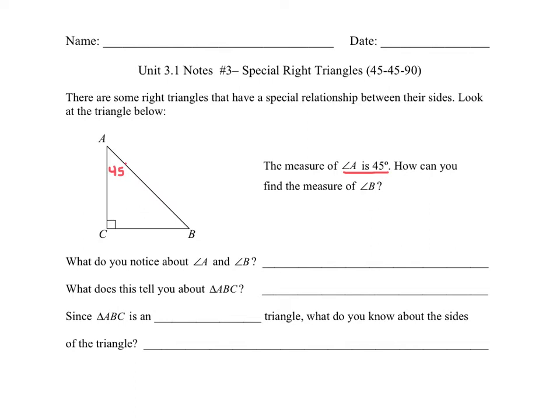Well, remember that the three angles in a triangle add up to 180 degrees. So if we take 180 and subtract 90 for a right angle, we get 90 degrees. And if we subtract the 45 degrees that we're given for angle A, that leaves us with 45 degrees for the measure of angle B.